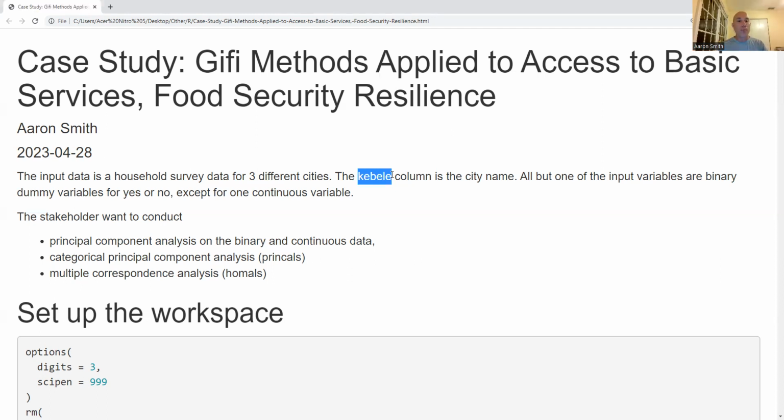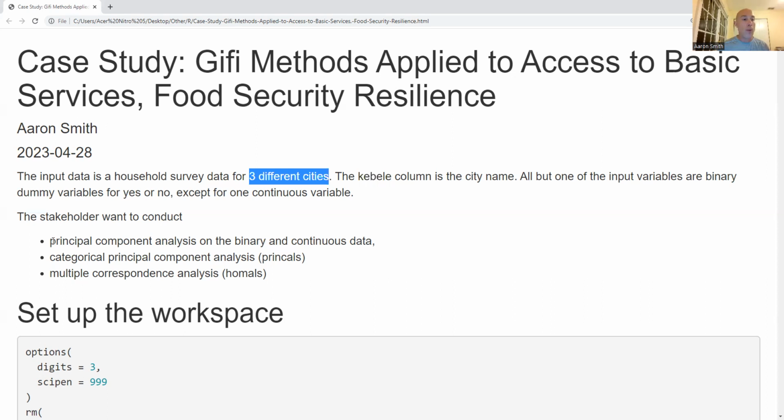All right. So they've got three different cities in the data sets, and most of their columns, all but one, are binary yes/no columns, and they've got one continuous variable which corresponds to some form of distance. Now, the stakeholders want to run some multivariate analysis, so something like either principal component analysis or categorical principal component analysis or multiple correspondence analysis. All right, so we're going to run through this and dig into this and see what we get.